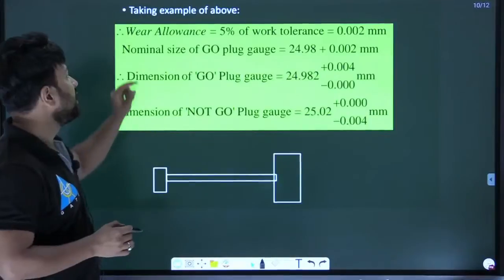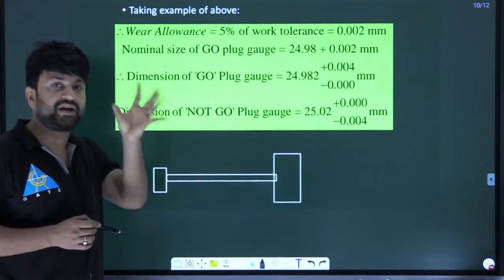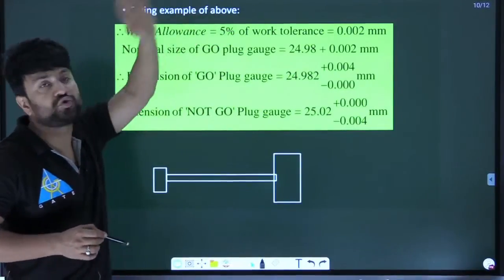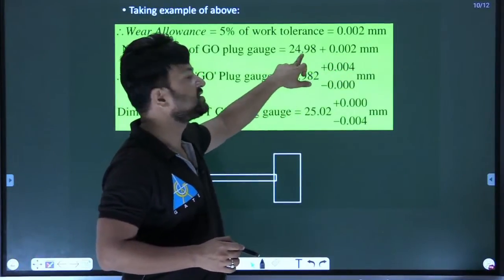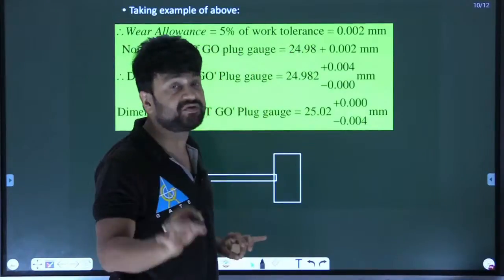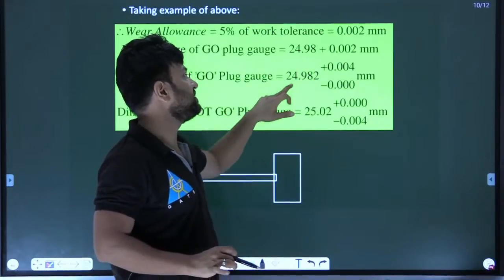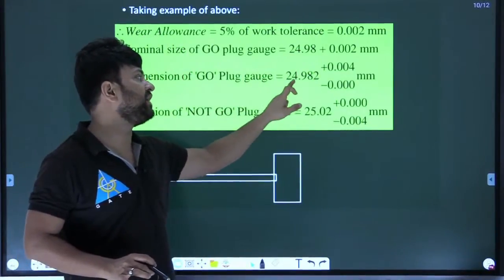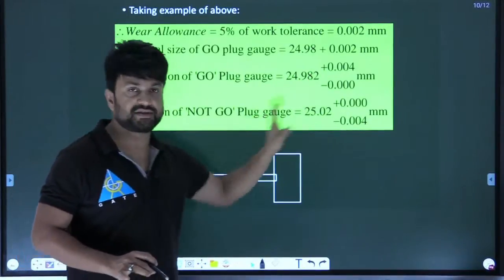So what we do is give a 5% wear allowance, meaning we make it a little bit larger, by 0.002 mm. So I am going to add 0.002 to the basic size. That's it. The limits will be as they are. You just have to add the wear to the basic size. So now the go comes to 24.982. Limits are as they are, not go is as it is. Simple.